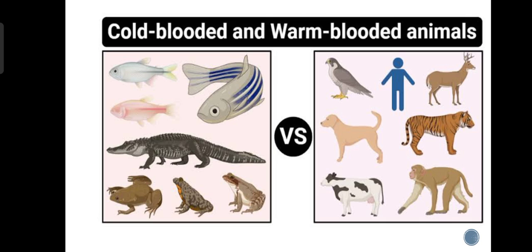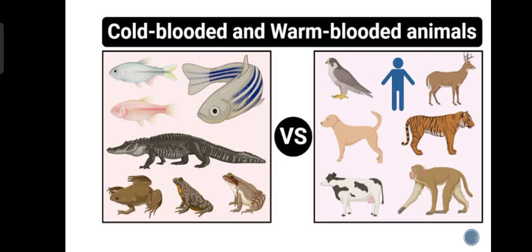Examples of cold-blooded animals are some reptiles, amphibians, and fish. These are cold-blooded. Amphibians like frog, fish, and reptiles, it can be some snakes or some other animals, as you can see shown in this diagram.